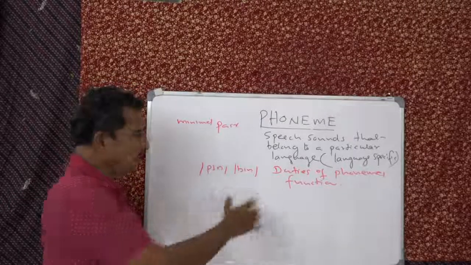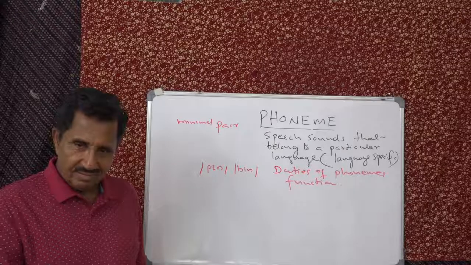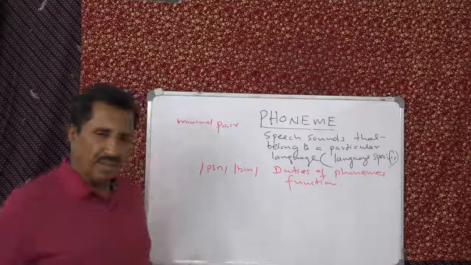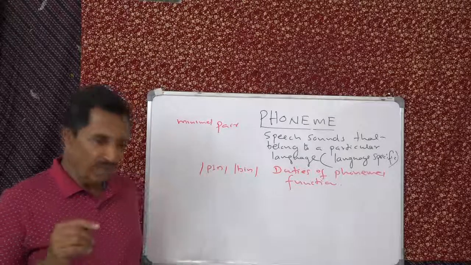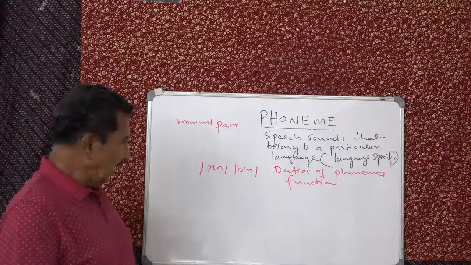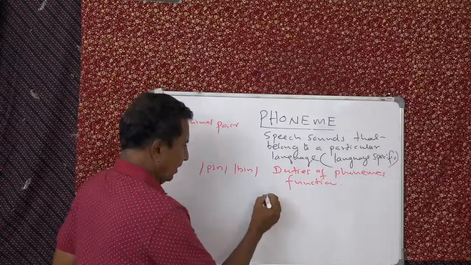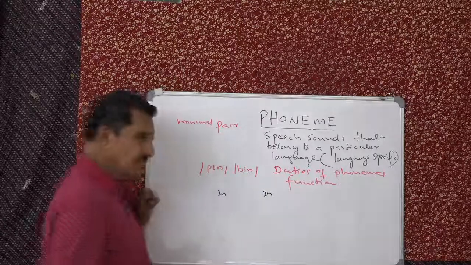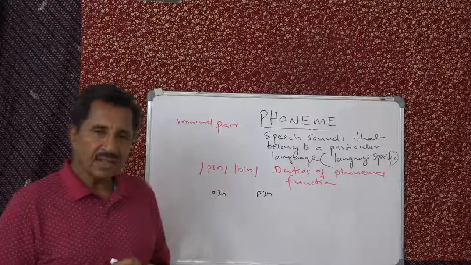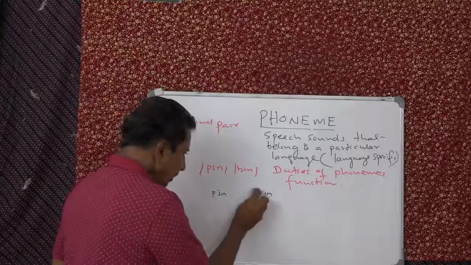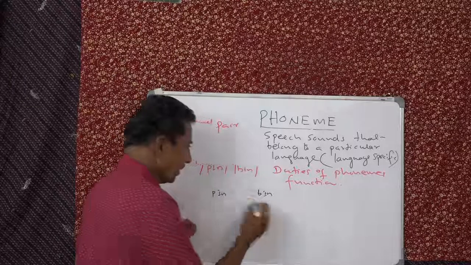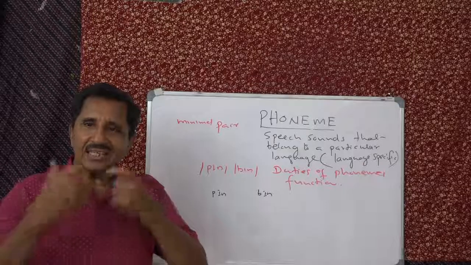Then what is the definition of a minimal pair? 2 words. Among them, one is pin and the other one is bin. Between them, there is a difference in only one sound. See, for example, we can see in. Is there any difference? No difference. But here is pin. Is there any difference? No difference. But the moment you replace this P, substituting a B, the word changes. The word changes its meaning.